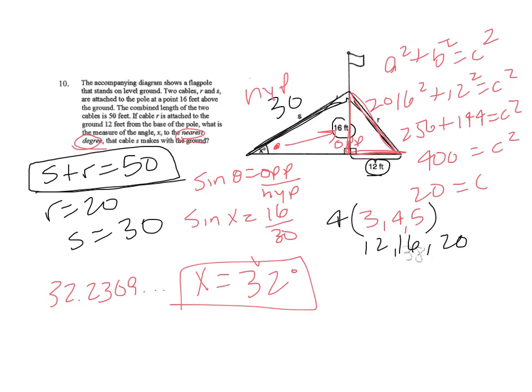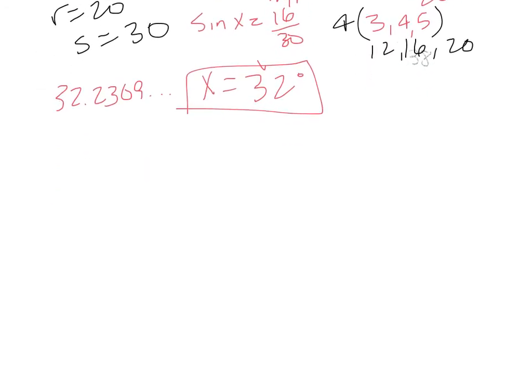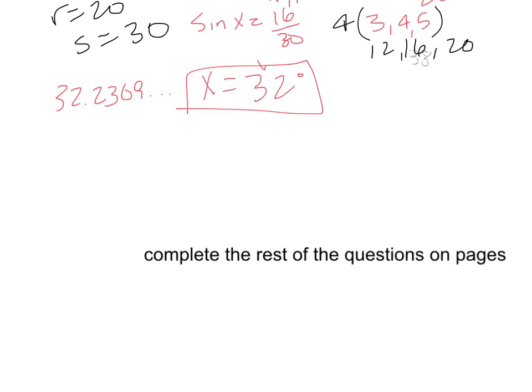Okay, so what I'd like you to do now is go back to the questions that we did not do together on these 3 pages. Pages 36, 37, and 38, and I'd like you to complete those. So I'm going to write it on the bottom here. Okay, so you're going to complete the rest of the questions on these 3 pages. So complete the rest of the questions on pages 36, 37, and 38. Thanks, and I'll see you tomorrow.